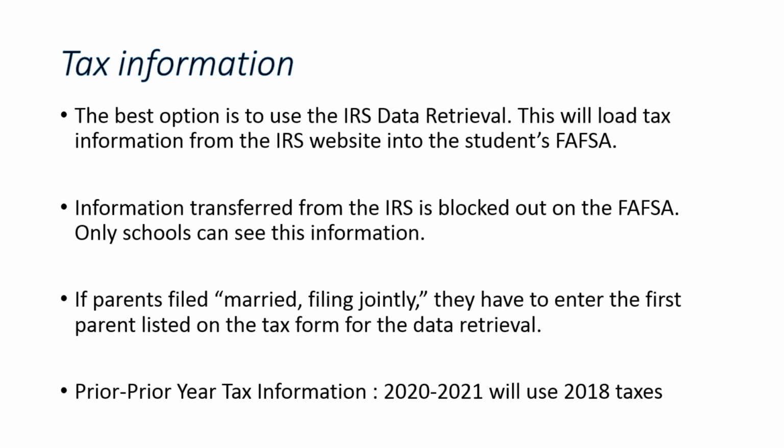Since we're using prior year tax information, this year, 2019-20, we use 2017 taxes. So this upcoming one of 2020 to 2021, we'll use 2018 taxes. So we're always going to be 2 years behind. If they are bringing in their tax information, make sure that they're using the correct year. Some may bring in 3 years of taxes, but we only want to use, for this upcoming one, the 2018 tax return.